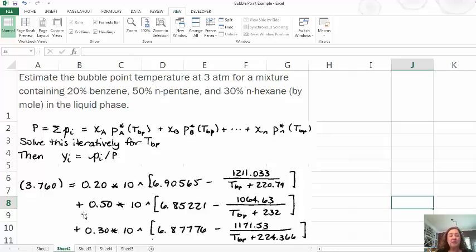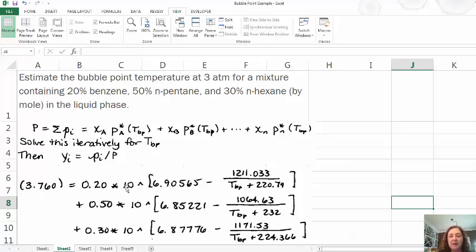In order to do that, what I'm going to need is vapor pressure data for each of the compounds: benzene, pentane, and hexane. I have the liquid phase mole fractions, so I can put those in there. In the case of the data from the textbook, we're going to find that these expressions for the vapor pressure are in terms of millimeters of mercury, and our pressure is given as 3 atmospheres. So we want to convert that to 3 times 760 millimeters of mercury.